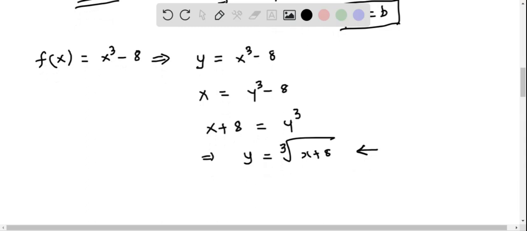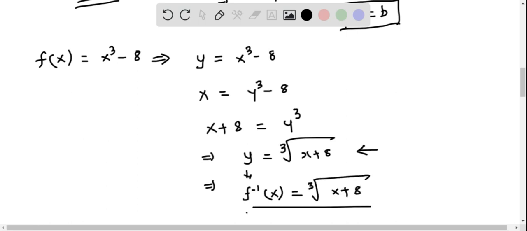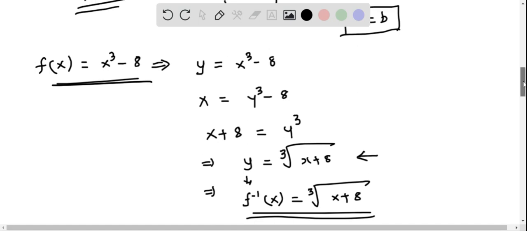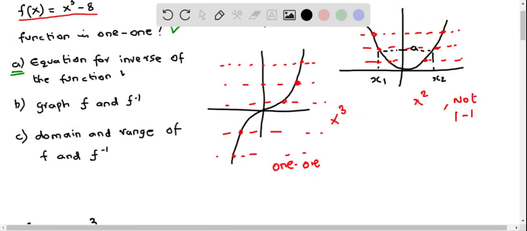And in the final step of finding the inverse of any given function, we replace y by f inverse of x. So f inverse of x equals the cube root of x plus 8. This is the inverse of the function f of x equals x cubed minus 8. So we have answered the question in part A. We determined the inverse for the given function.